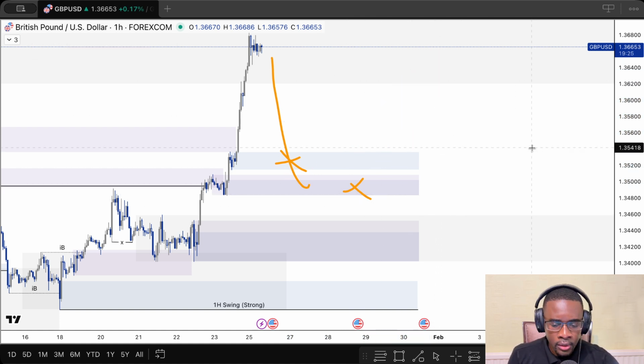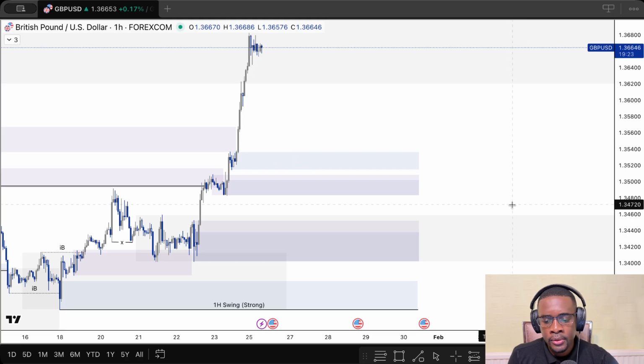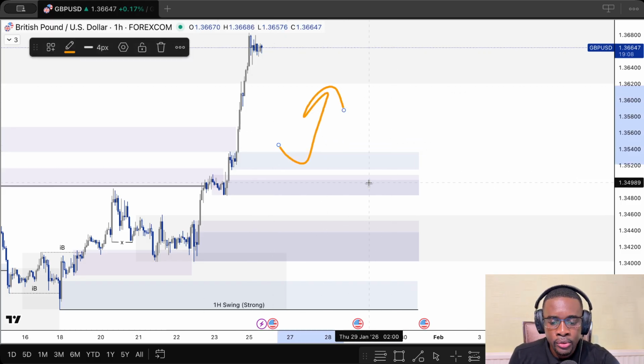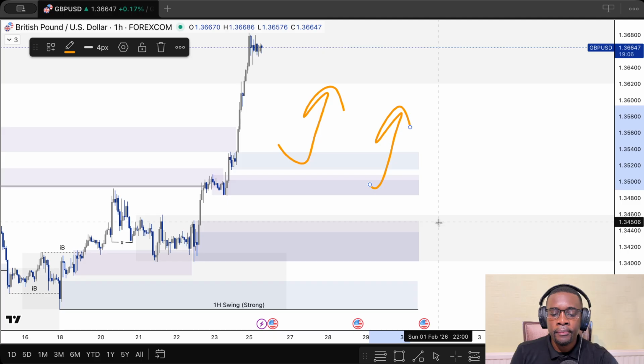So I think it's pretty clear for EURUSD and GBPUSD, our bias is longs. Both daily swing and internal, 4-hour swing and internal, 1-hour swing and internal, they're all aligned bullish. So it is high probability to only be looking for longs.